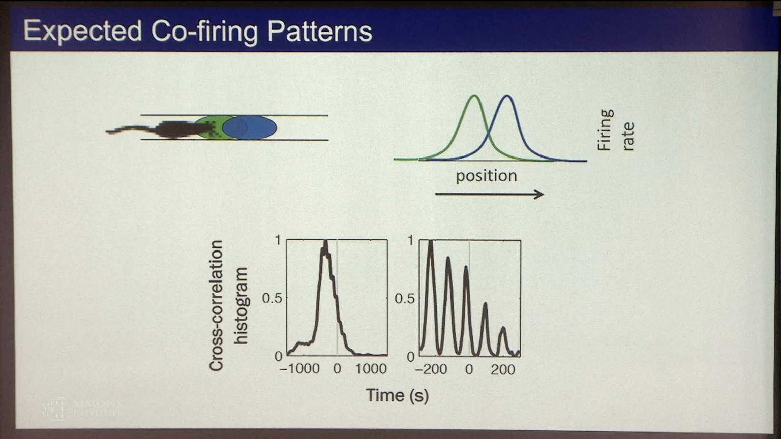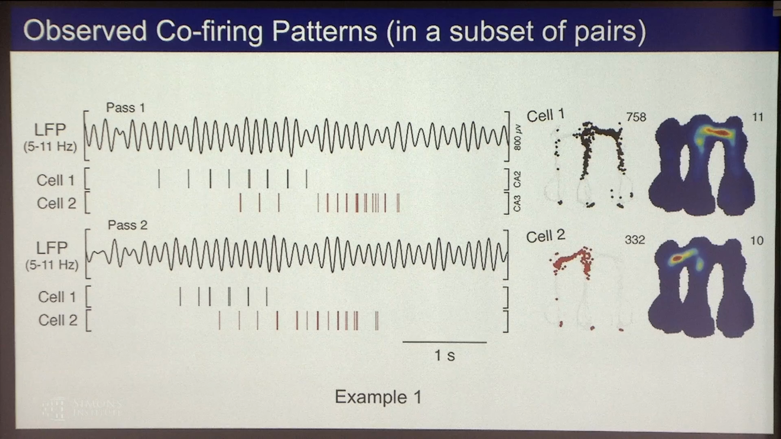This is what we actually do see in some pairs of cells, all right? So this is a little complicated, but here's the theta rhythm, and I hope you can see this. These are the place fields of the cells. This is a firing rate heat map representing where they're active in space on average. And this cell, as you see, is mostly active on right-hand trajectories. Sorry, these are both outbound. This one is mostly active on left-hand trajectories.